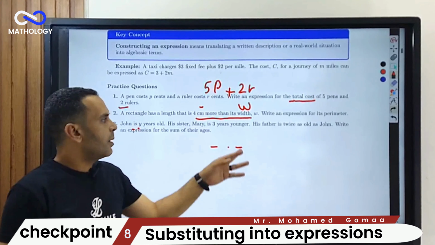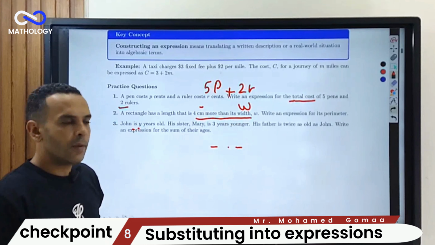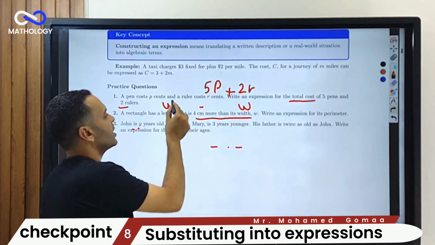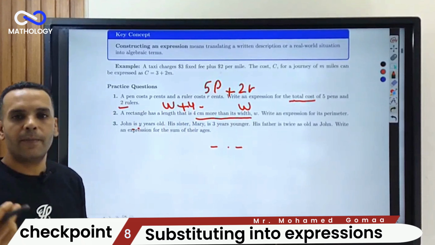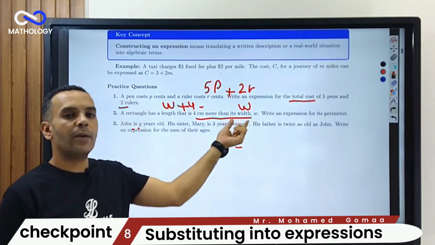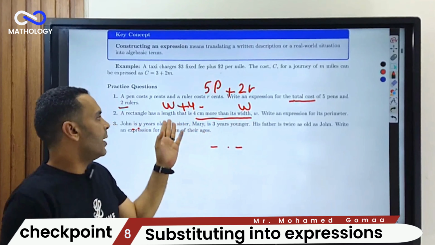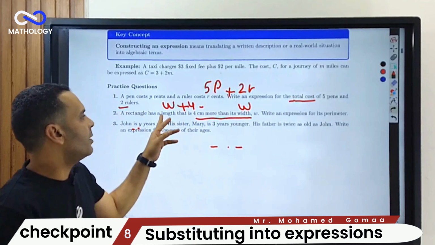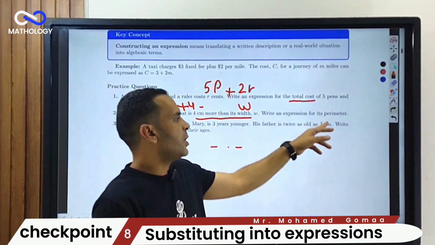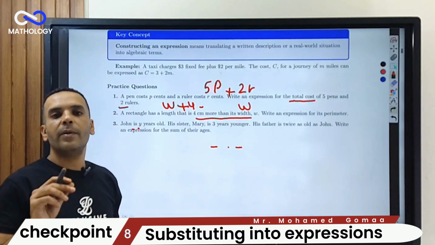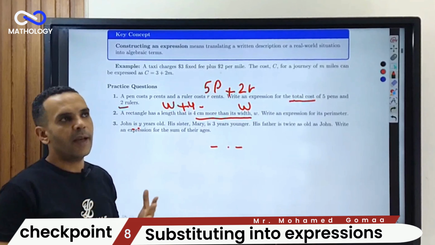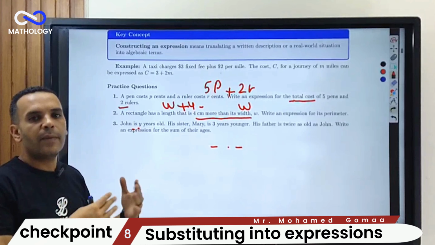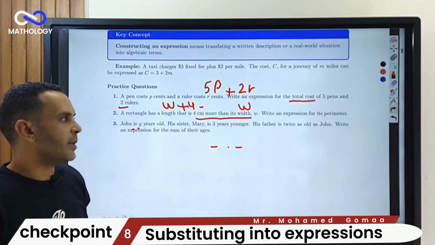In all cases, if the width equals w and the length is 4 centimeters more than the width, it will be w plus 4, like this one. We have w, the value of the width, any width, okay, and we have a length 4 centimeters more than its width. It will be w plus 4. Write an expression for its perimeter. You have to memorize the rules of the area of the rectangle, perimeter of the rectangle, and triangle and circle. Okay, many rules. You have to memorize them.